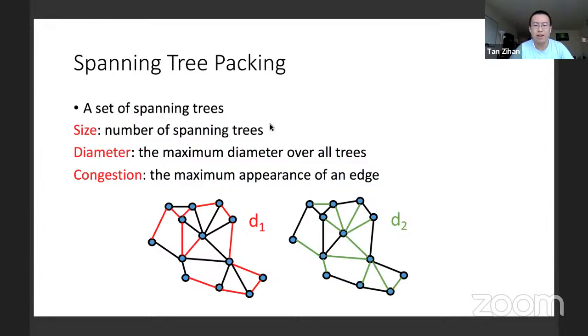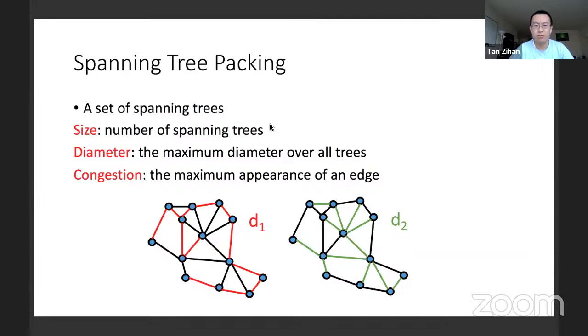And when we say packing, we usually mean a set of objects that is disjoint in some sense. But here, we're allowing a slight relaxation in the sense that we allow the spanning trees to overlap a little bit. So we will be studying the following 3 measures of a set of spanning trees in the given graph. The first is size, which is basically the number of spanning trees in the packing. The second is diameter, which is the maximum diameter over all trees in the packing. And third is congestion, the maximum appearance of an edge.